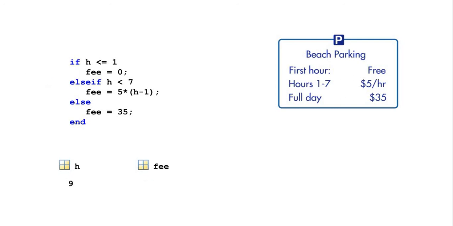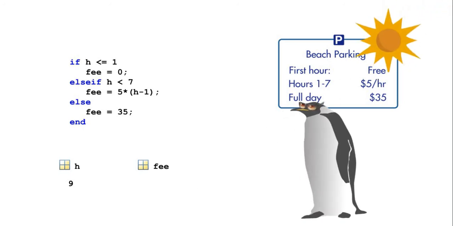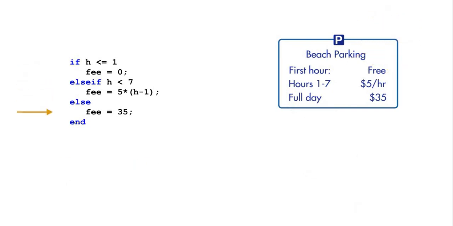However, if we parked for 9 hours, we'd probably be a little sunburnt. But also, both the if and else if conditions are false, and so fee is 35. And there you go. You can use if, else, and else if to write code that behaves differently based on a set of conditions. I just wish I had taken the bus.